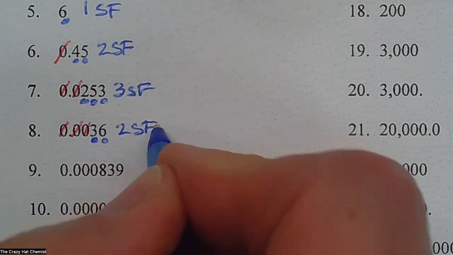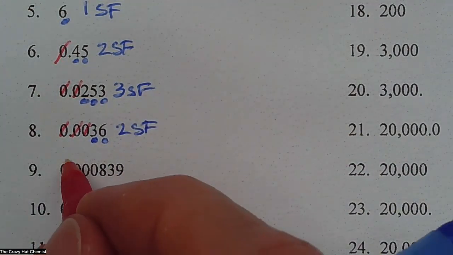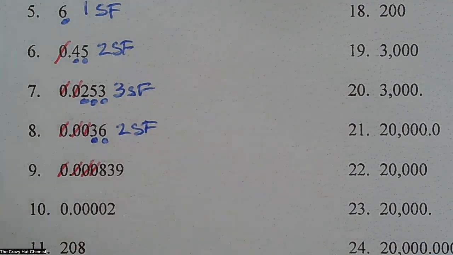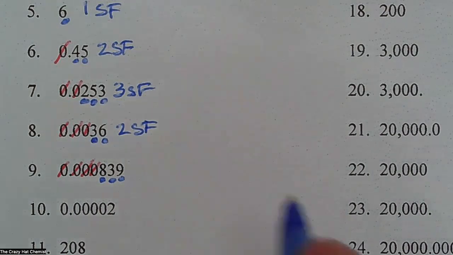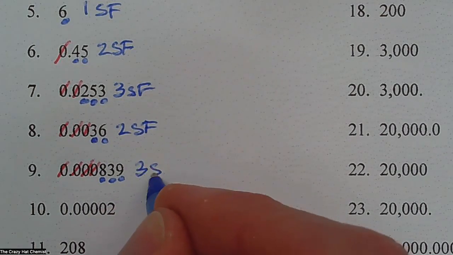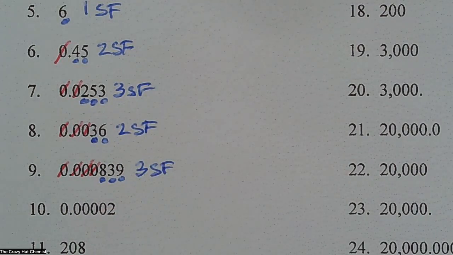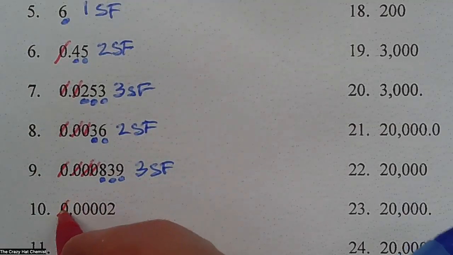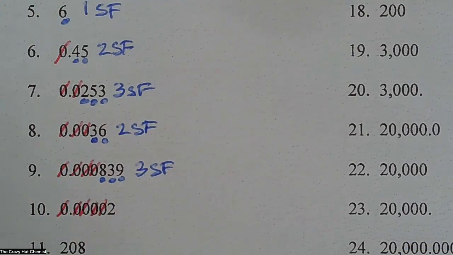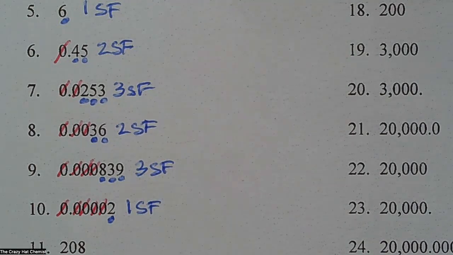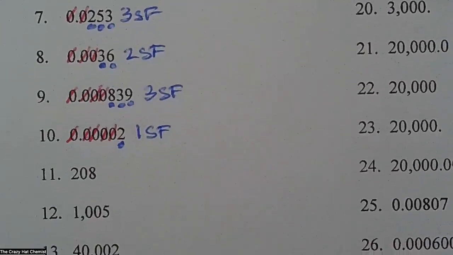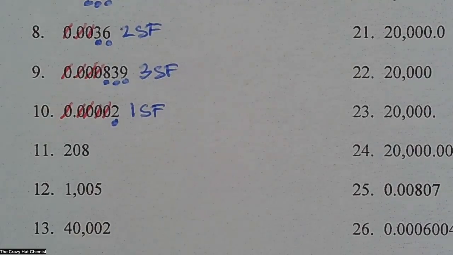That's 2 significant figures. Leading zeros never count and scratch them out. That is 1, 2, 3 non-zero integers. They always count. 3 significant figures. Leading zeros never count. Scratch them out. And we have 1 significant figure. We're going to move this up just to show the last 3 problems on this column here.